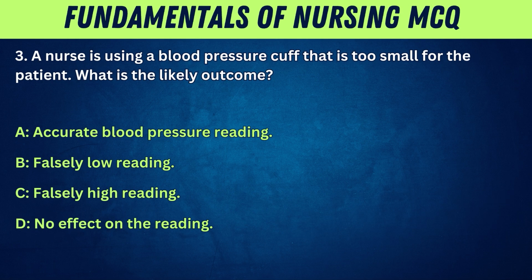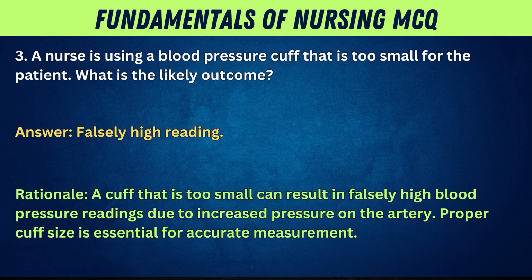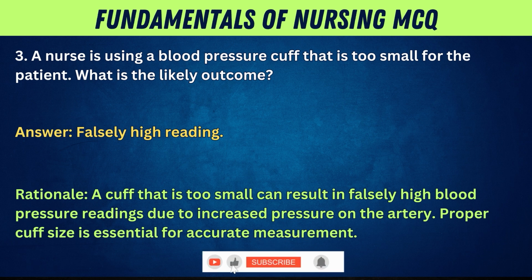3. A nurse is using a blood pressure cuff that is too small for the patient. What is the likely outcome? A. Accurate blood pressure reading. B. Falsely low reading. C. Falsely high reading. D. No effect on the reading. Answer: falsely high reading. Rationale: a cuff that is too small can result in falsely high blood pressure readings due to increased pressure on the artery. Proper cuff size is essential for accurate measurement.